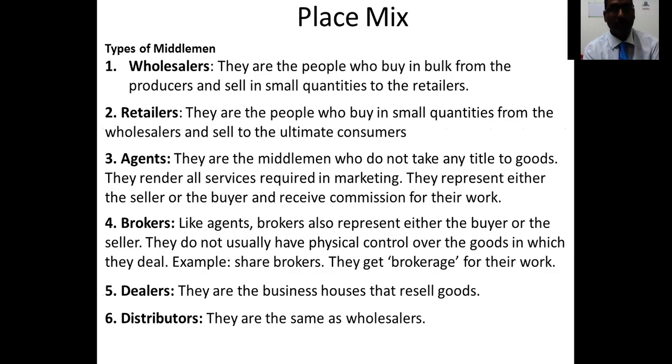The types of middlemen or intermediaries: wholesalers. They are the people who buy in bulk from the producers and sell in small quantities to the retailers. These are wholesalers. Like you can see the hypermarkets, like Tesco, Carrefour, and these kinds of people are usually wholesalers. Retailers, they are the people who buy in small quantities from the wholesalers and sell to the ultimate customer. The small shops, they are retailers.